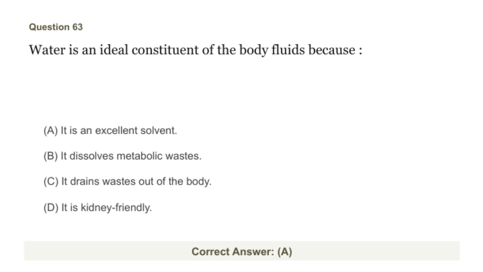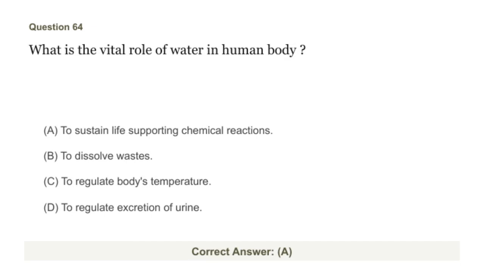And while water is friendly to our kidneys because it helps flush out wastes, its main role is as a solvent. So, when we think about maintaining a healthy body, understanding water's solvent properties helps us appreciate why staying well hydrated is so crucial for all these processes. The correct answer is A.